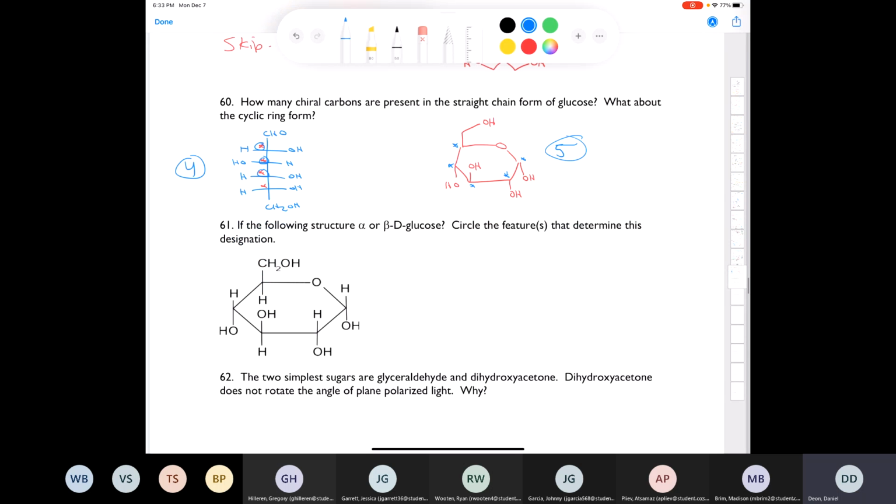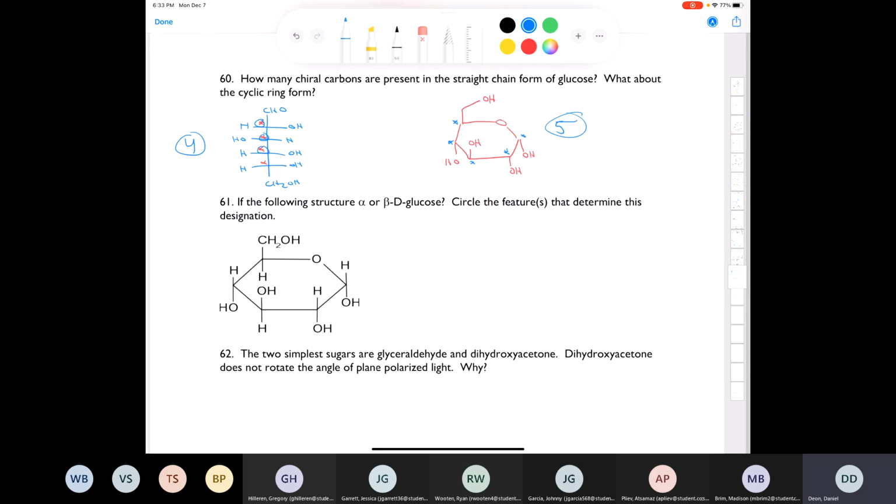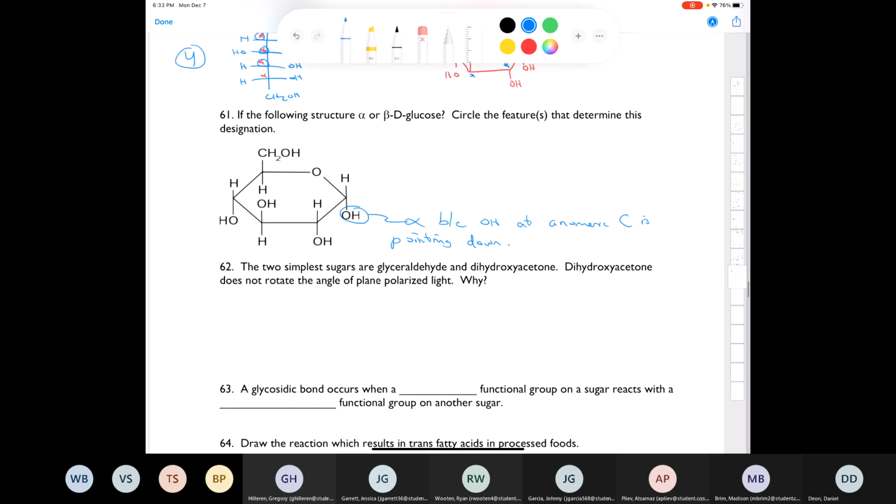Okay, let's see here. Is the following structure alpha or beta D-glucose? Circle the features that determine its designation. This is alpha because the OH at the anomeric carbon is pointing down. Of course, if it was pointing up, that would be the beta position.